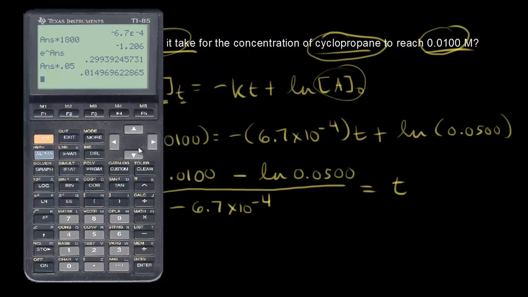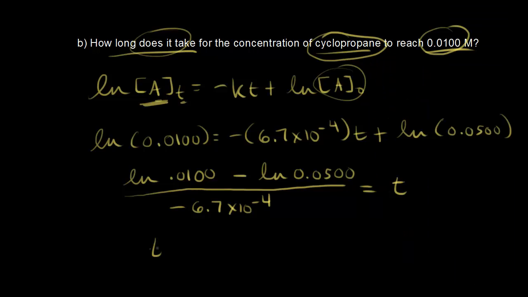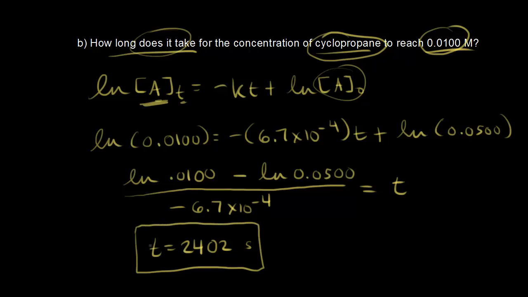All right, let's put it over here. So this would be the natural log of 0.01. And then we're going to subtract the natural log of 0.05 and then divide that by negative 6.7 times 10 to the negative 4. And then we get as our time 2,402. Right, that's in seconds. So time is equal to 2,402 seconds. And we could leave it in seconds, or we could put that into minutes.